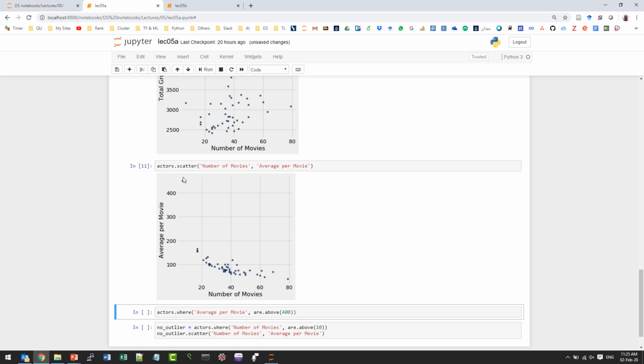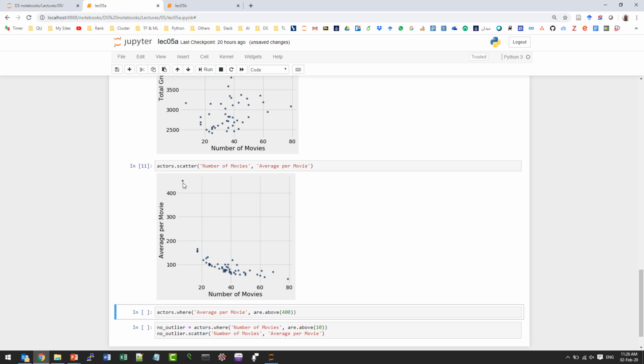look at this point. Does it look normal relative to the others? No, right? It's very, very different from the others. We call such points outliers. Very good. So this point is called an outlier because it doesn't seem to go with the trend of the other points.